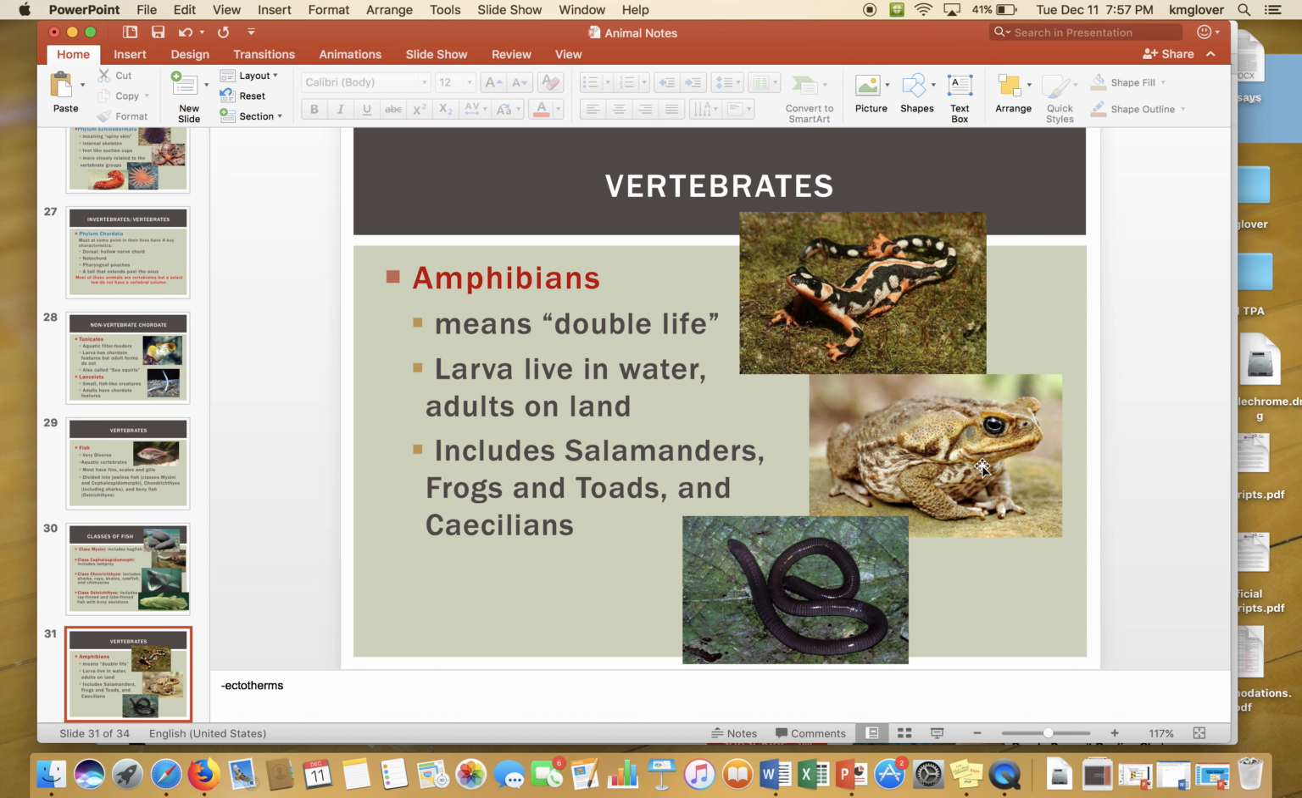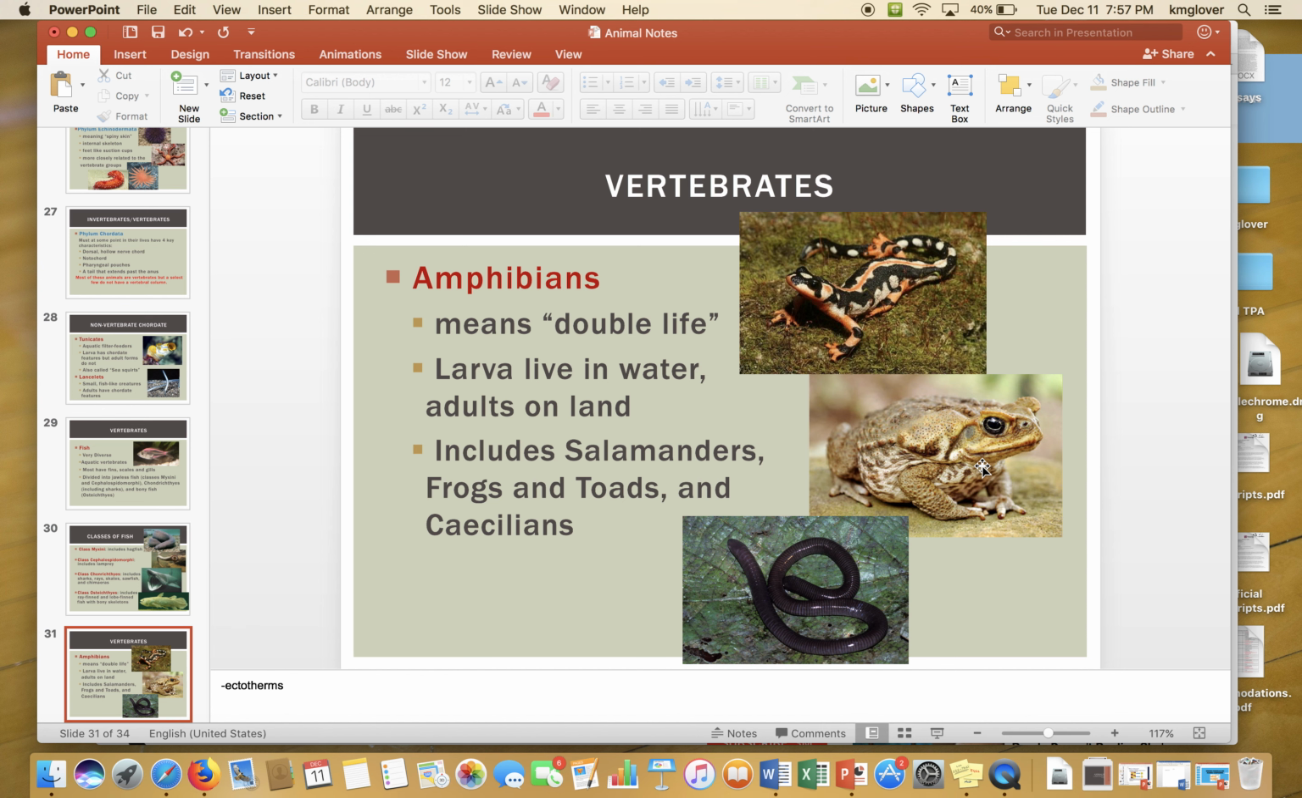So these amphibians are going to include salamanders, frogs and toads, and caecilians, and they are called ectotherms. Ecto again means outside, and therm means heat. So they regulate their body temperature with the changing heat of their environment. If it's really cold, it's going to make them cold. If it's really hot, it's going to make them really warm. So ectotherms, most of their body temperature is regulated by their environment.